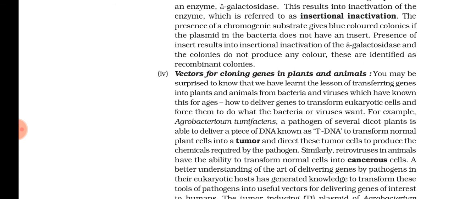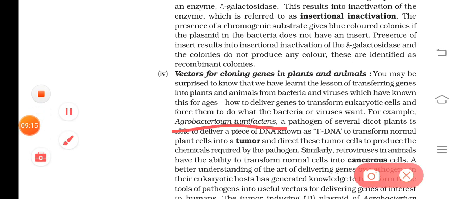So for example, one bacterium known as Agrobacterium tumefaciens. What is it? Agrobacterium tumefaciens. You learn the name, underline it separately, and you have to write it without any spelling mistake. This kind of bacteria are pathogens of several dicot plants, and how they attack is, they deliver a piece of DNA. That DNA is known as tDNA, or transfer DNA, into the plant cell.